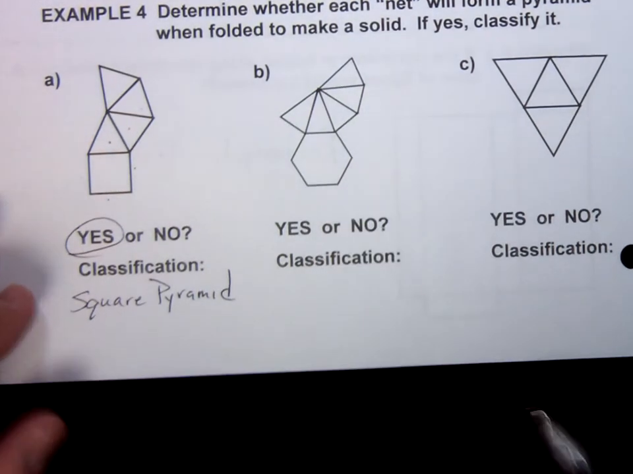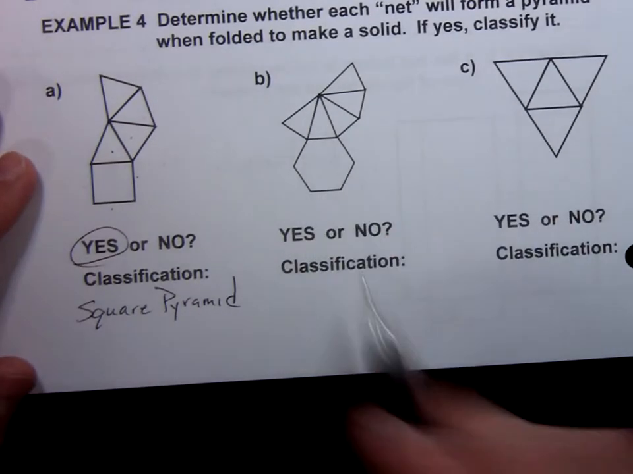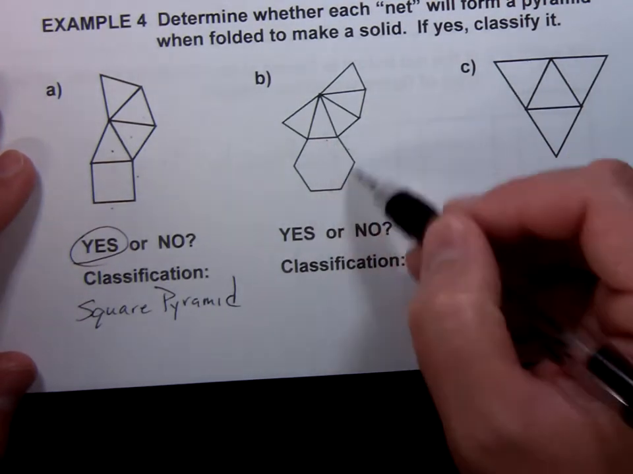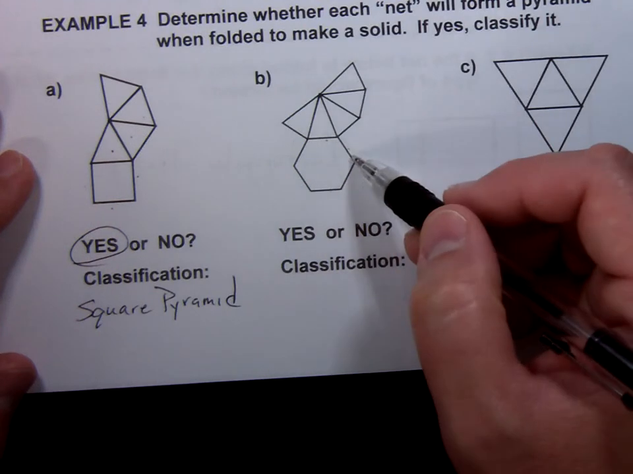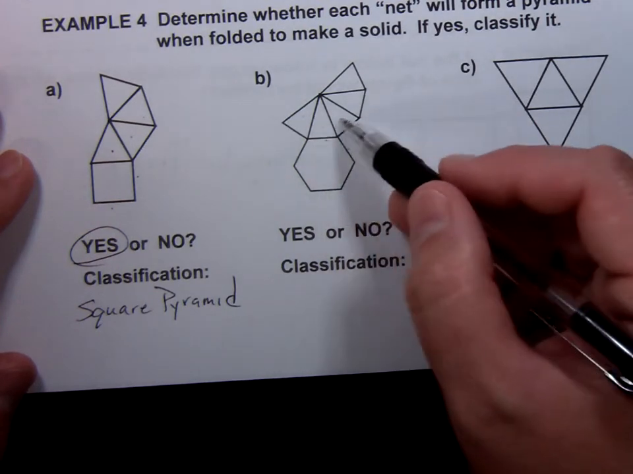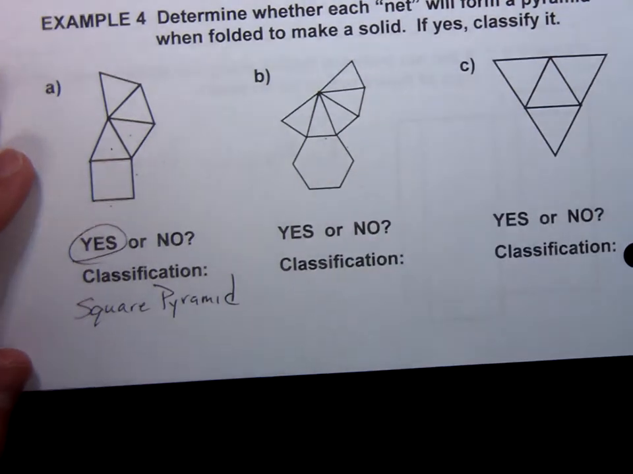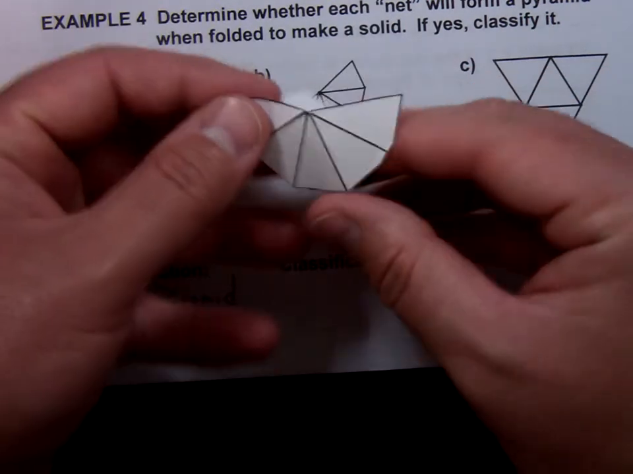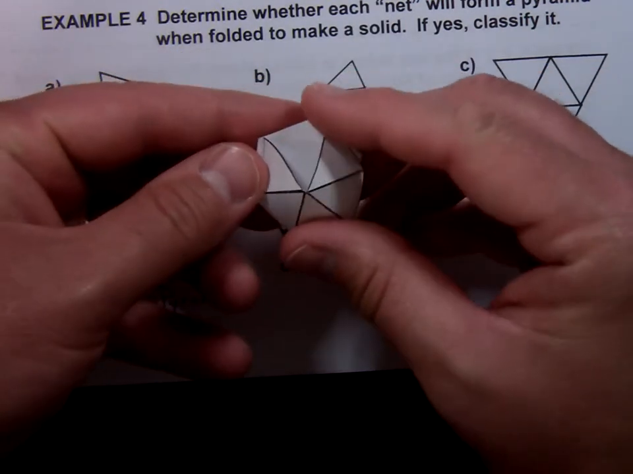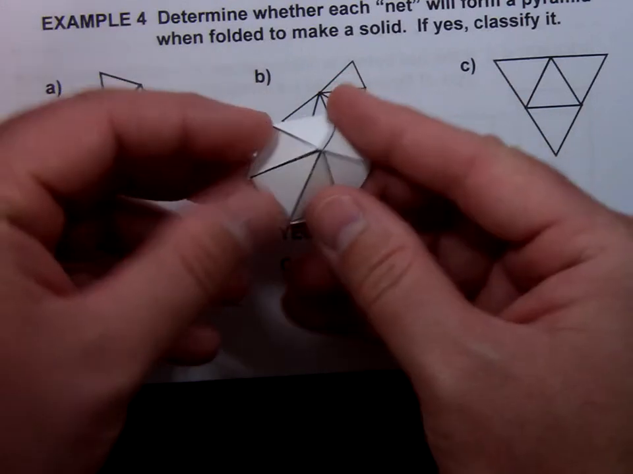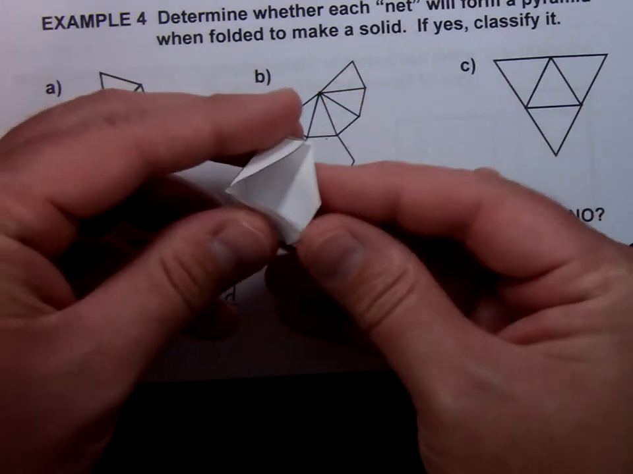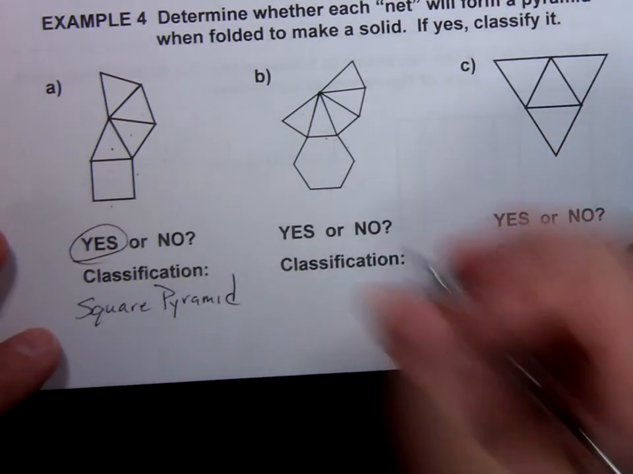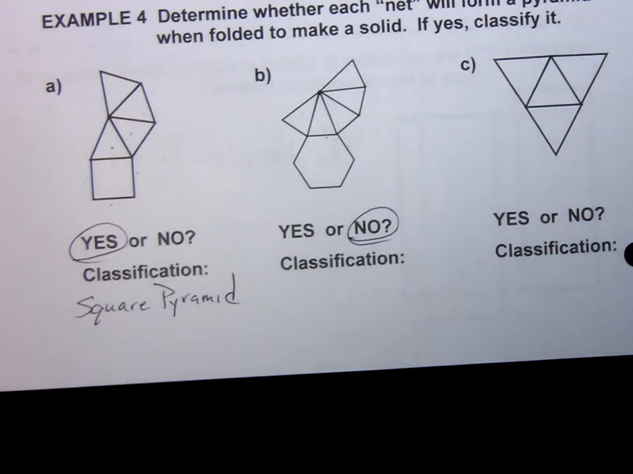Alright, will this one work? The base is a hexagon. It has 6 sides. 1, 2, 3, 4, 5, 6. So I would need 6 triangles, one for each side of that base. 1, 2, 3, 4, 5. There's only 5 triangles. There's not enough triangles to get all the way around. So if I were to take that and fold it, you will see as it comes around there's an empty spot right there, because there's not enough triangles to get all the way around and complete that solid. So this one does not complete a pyramid.